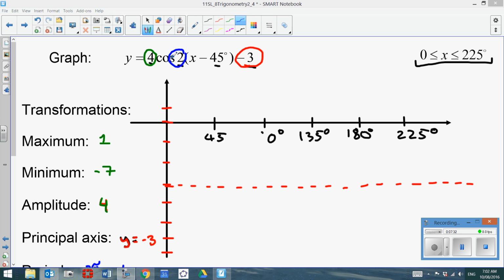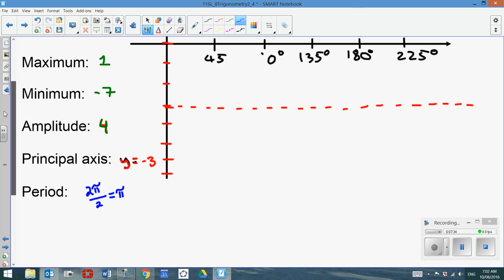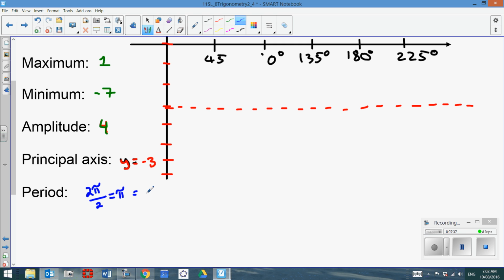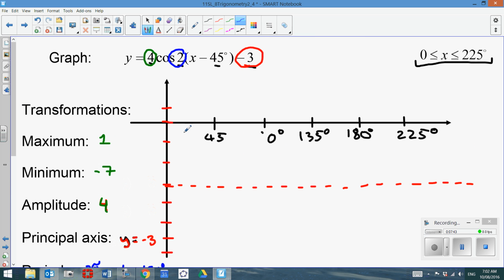Because the B value is 2, our period is going to be 2 pi divided by 2, which is pi. In this example, we're using degrees, so we're talking about 180 degrees here. That means I should finish one full revolution in 180 degrees. However, I'm also moving to the right by 45 degrees, so my starting point is at this 45 degree mark. If it takes me 180 degrees, starting at 45, I should finish my first full revolution by the 225 degree marker. Go ahead and sketch this on your own.